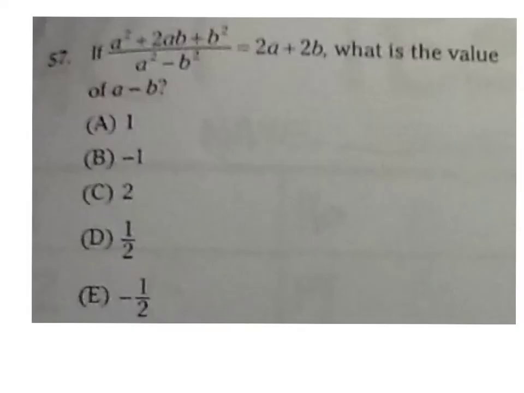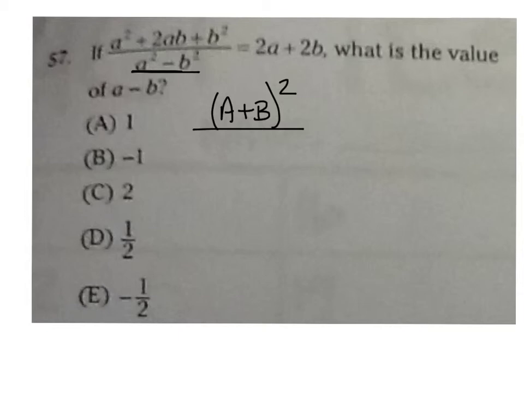Yeah. Well, on 57 we have a squared plus 2ab plus b squared on the top equals 2a plus 2b. Also on the bottom you have a squared minus b squared. Now you have to understand that the top part of that fraction is the same thing as this: a plus b quantity squared.